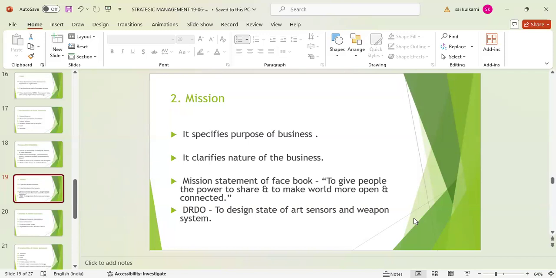Weapons and different systems are created, designed by DRDO for defense. So in the mission statement, the actual activity or type of business is clear, and it is related to the present. So the present is more important to achieve your goal in the future. So this is about the mission statement. I think we'll go to the next point.